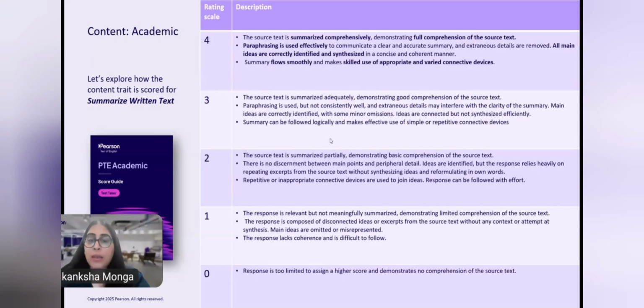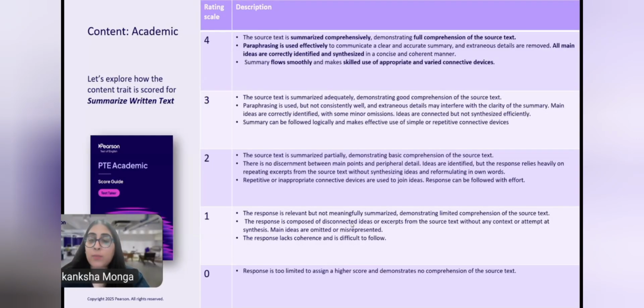mean here. At a 1, we can see that the response is relevant to the text, which means that the topic has been addressed. However, it is not meaningfully summarized, which means that the summary is not very logical, or the summary is not an accurate summary of the text. It shows limited comprehension, which means that the test taker has not fully understood what the text is about.